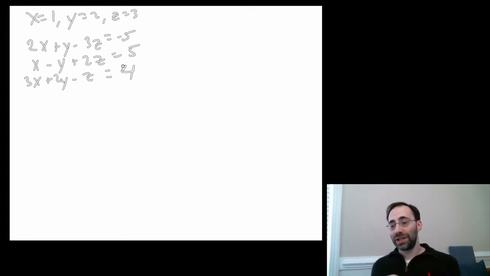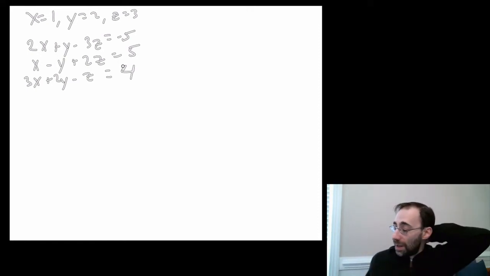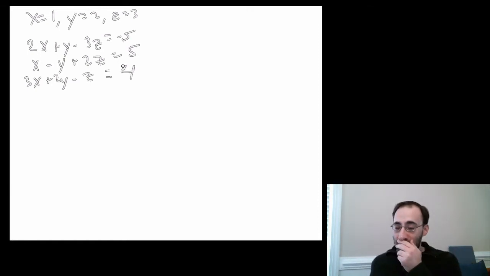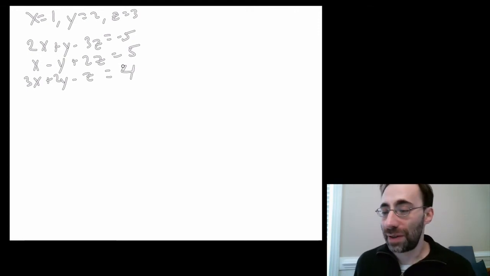Now, the trick to elimination is not trying to solve one equation for a single variable, like in substitution, but rather trying to see if you can add or subtract multiples of different equations together to eliminate variables in both equations. So how do we do that?